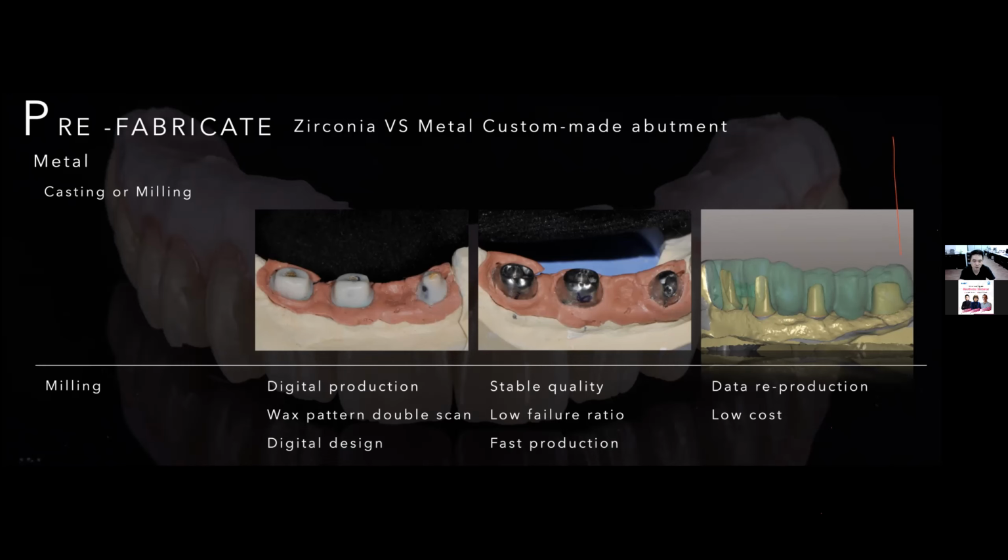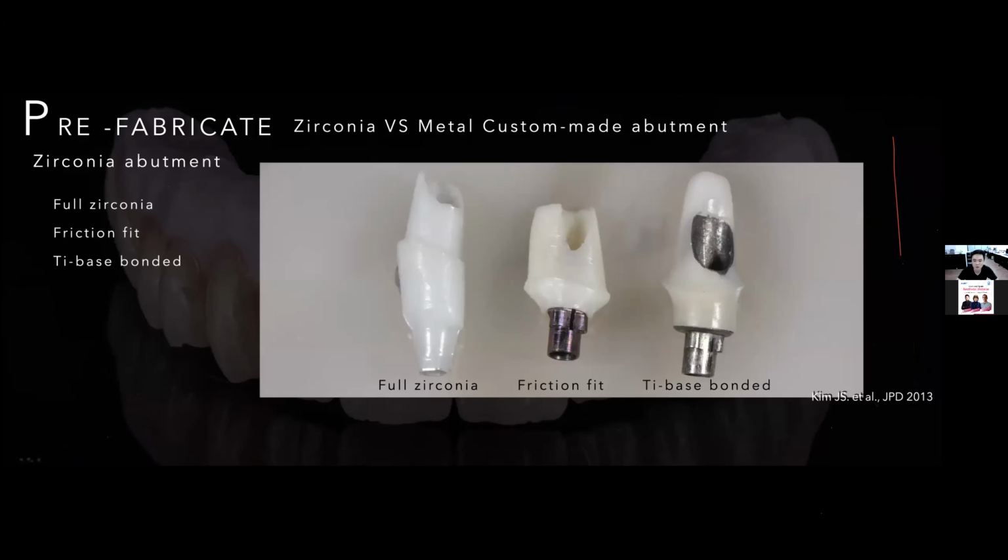And we can use a wax-up to double scan or digital design, and it's stable quality, easier, and no failure rate. Because if it's not that good, you can mill again, and the cost is very low, and it's a very fast production. And if sometimes we have a problem, the data can be used to produce it again, so it's low cost.